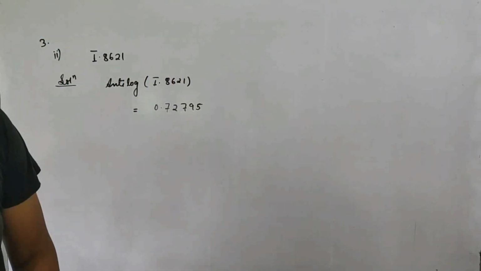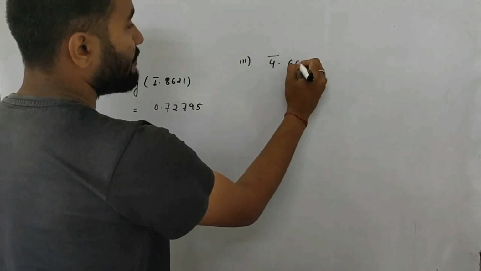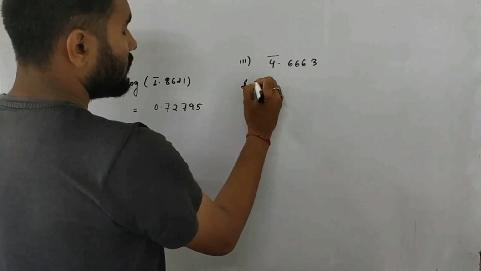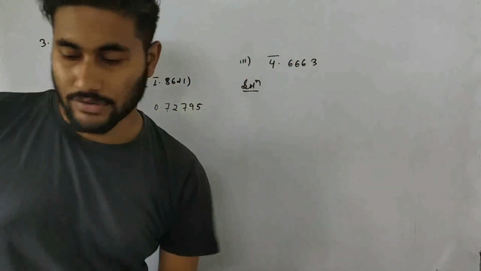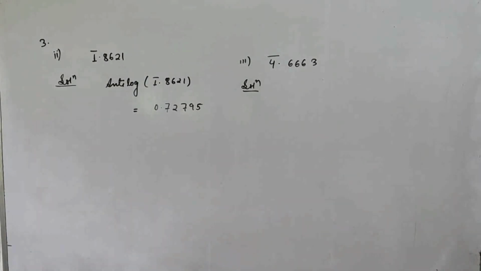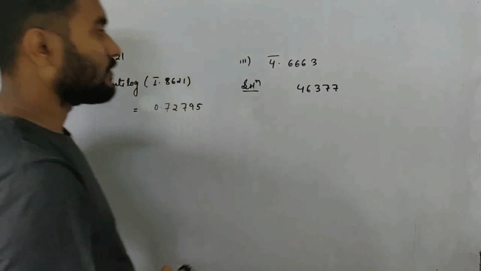Question number 3. 4 bar 0.6663. Okay. So check the anti-log table for 66, 6 and 3. Seven become plus 3. So it will become 46377. You will get this value.